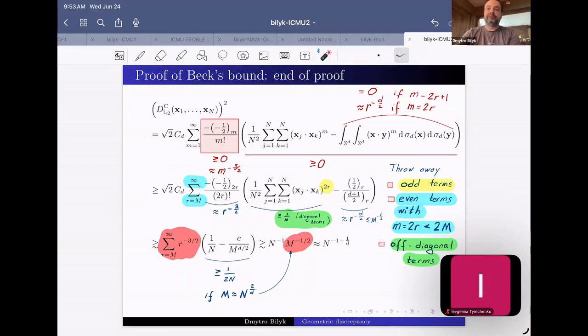You can push this proof even further. You can get constants very close to the optimal conjectured constants in some dimensions. You can get very exact values of constants here. Right now, I was very sloppy with the constants. I always used this symbol. I didn't care about them much, but you can be careful and run the proof a little bit more carefully and get very good constants.